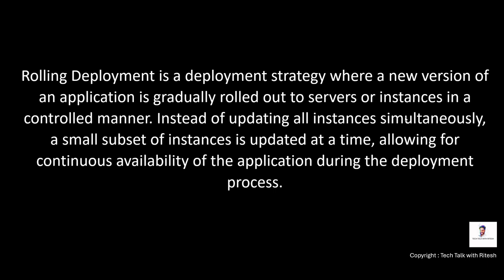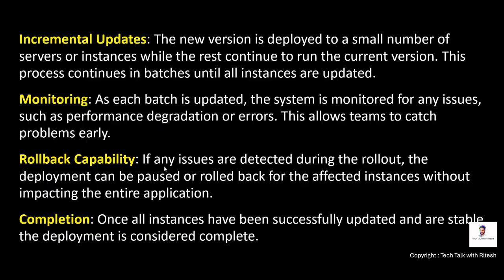Instead of updating all instances simultaneously, so for example, there are five servers of the application. First we will deploy it on one server, then another one, then two, then three, and so on. So gradually we will increase deployment to all the servers. So instead of updating all instances simultaneously, a small subset of instances is updated at a time, allowing for continuous availability of the application during the deployment process. Let's see how it works.